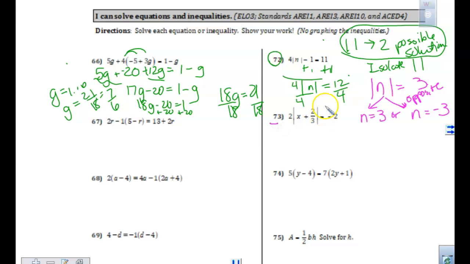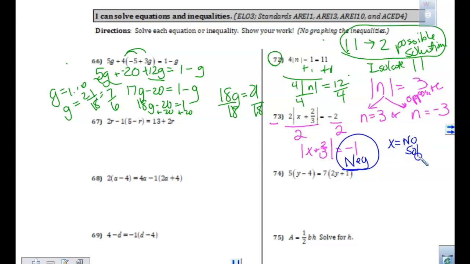So 73. First thing I'm going to do in 73, I have to isolate absolute value. So I divide by 2. And I get the absolute value of x plus 2/3 equals negative 1. And my first thought is, oh, I have to split it. There's two possible answers. But absolute value can never, never, never, never, never equal a negative value. Oh, that's why it's no solution. If this is negative, x is equal to no solution. Absolute value can never be negative. So I'm going to stop before I get very far with that one.